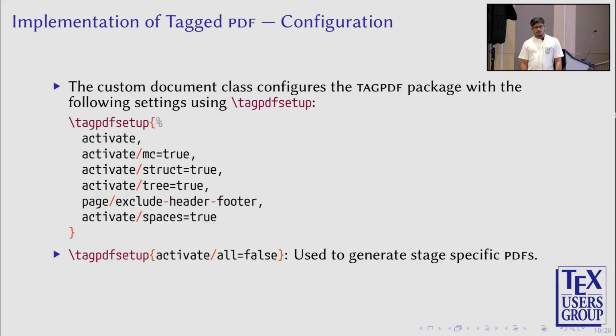Then again, there are some more setups we need to add. As you can see, the tagging setup activates the various tree structures and the spaces. Another one is tagpdfsetup with activate-all set to false. This is used for specific PDF creation, because sometimes we need different types of PDF versions like proof, web, and print. So we need to switch between the tags, and we use tagpdfsetup with activate-all equal to false.